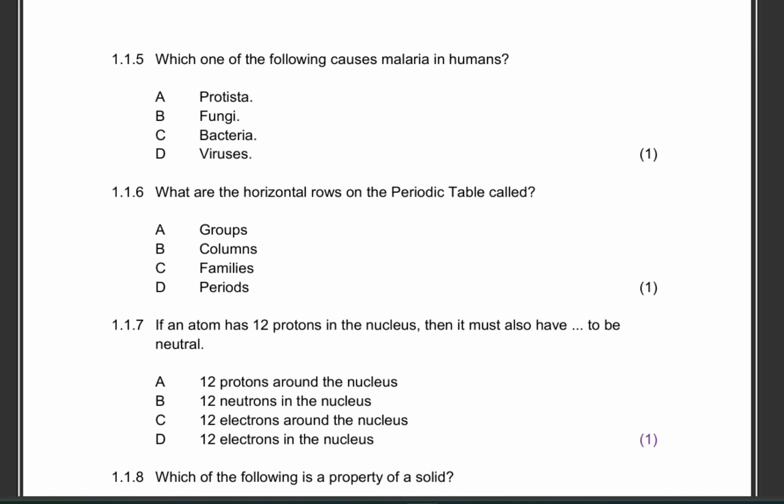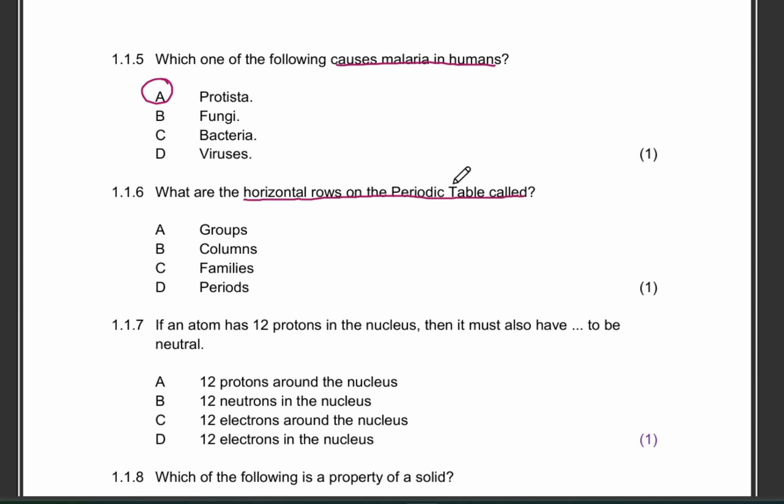115, which one of the following causes malaria in humans? Fungi, protista, bacteria, viruses. The answer is protista, a parasite called the plasmodium, which we find in the kingdom Protista, is the one that is going to cause malaria in humans, obviously transmitted by the female Anopheles mosquito.